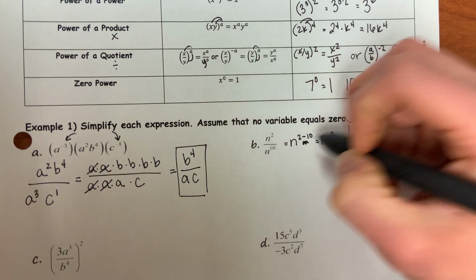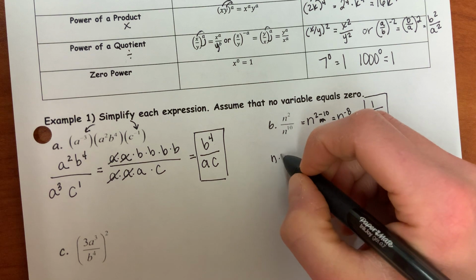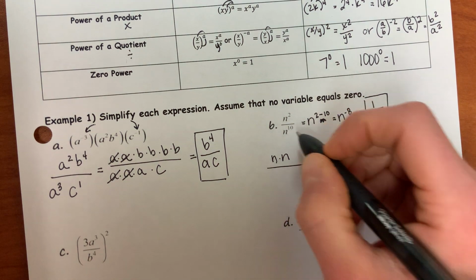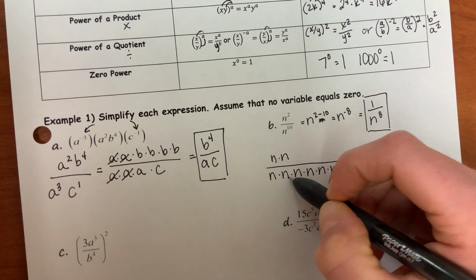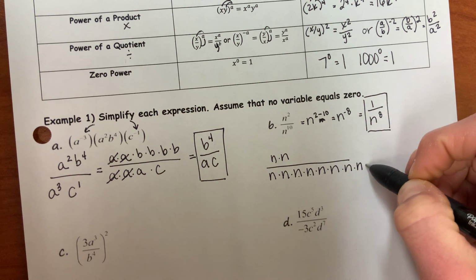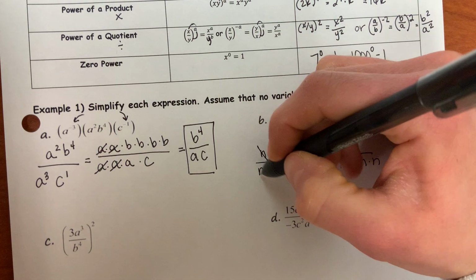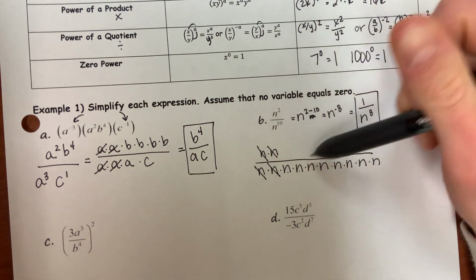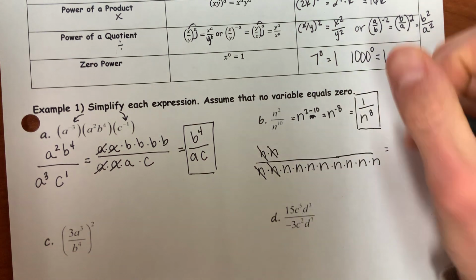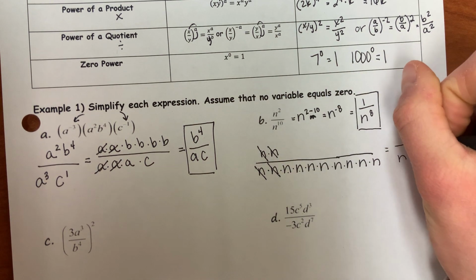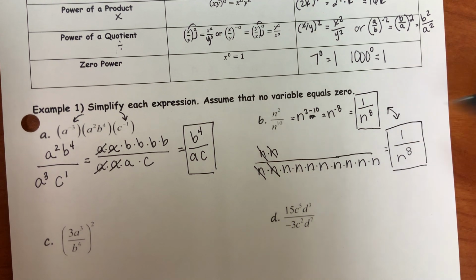Okay, another way, if you want to look at this, in the expanded version, I have 2 n's on top, and then I have 10 n's on the bottom. So 1, 2, 3, 4, 5, 6, 7, 8, 9, 10. All right, I'm just going to cross off on the top and the bottom until I run out. So 1, 1, 2, 2. I have no more n's on top, so I have to leave all these leftover n's on the bottom. So since I have nothing left on the top, that becomes a 1, and I have 8 n's left on the bottom, so that's n to the 8th. So you get the same answer both ways.